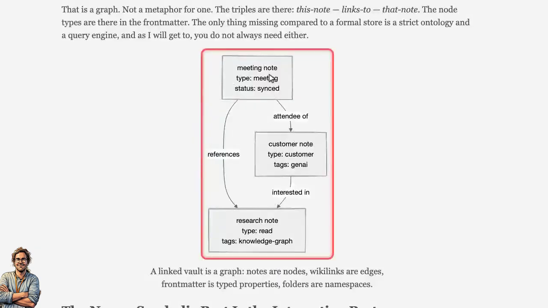Here it is as a picture. 3 nodes connected by wikilink edges, each carrying frontmatter properties. The triples are right there. This node links to that node. The only thing missing compared to a formal store is a strict ontology and a query engine. And as we'll see, you do not always need either.